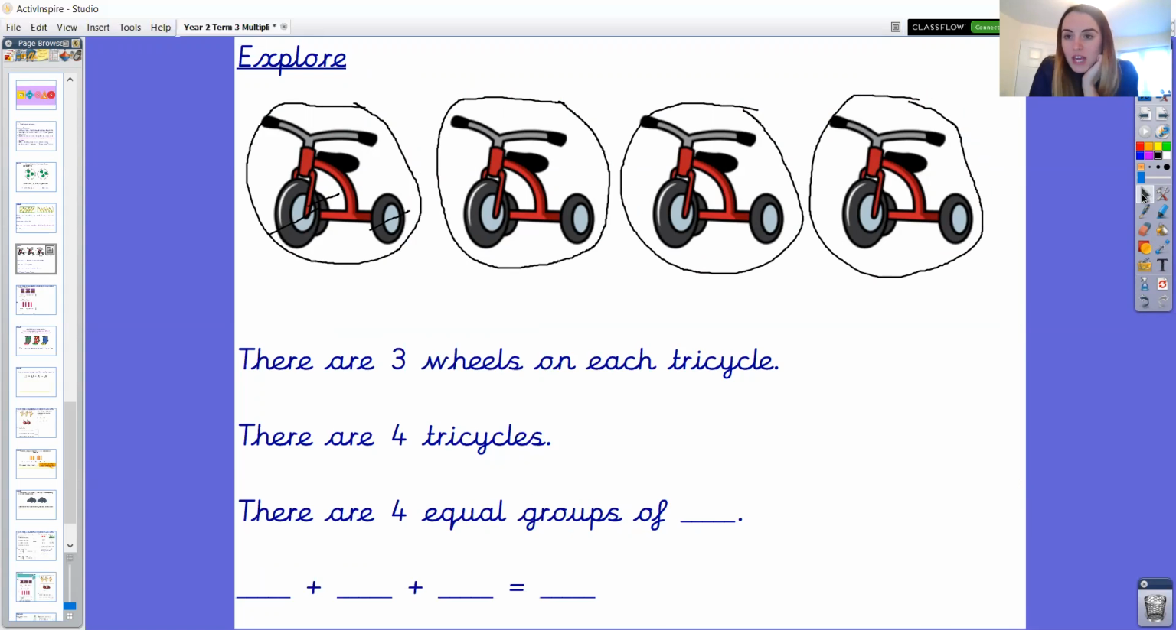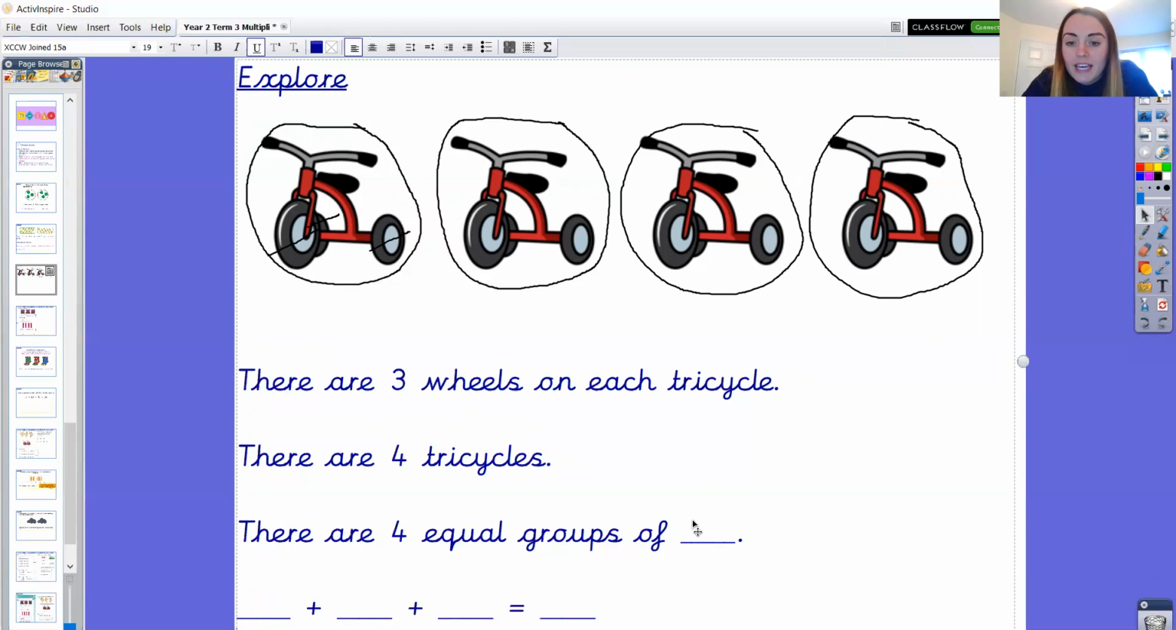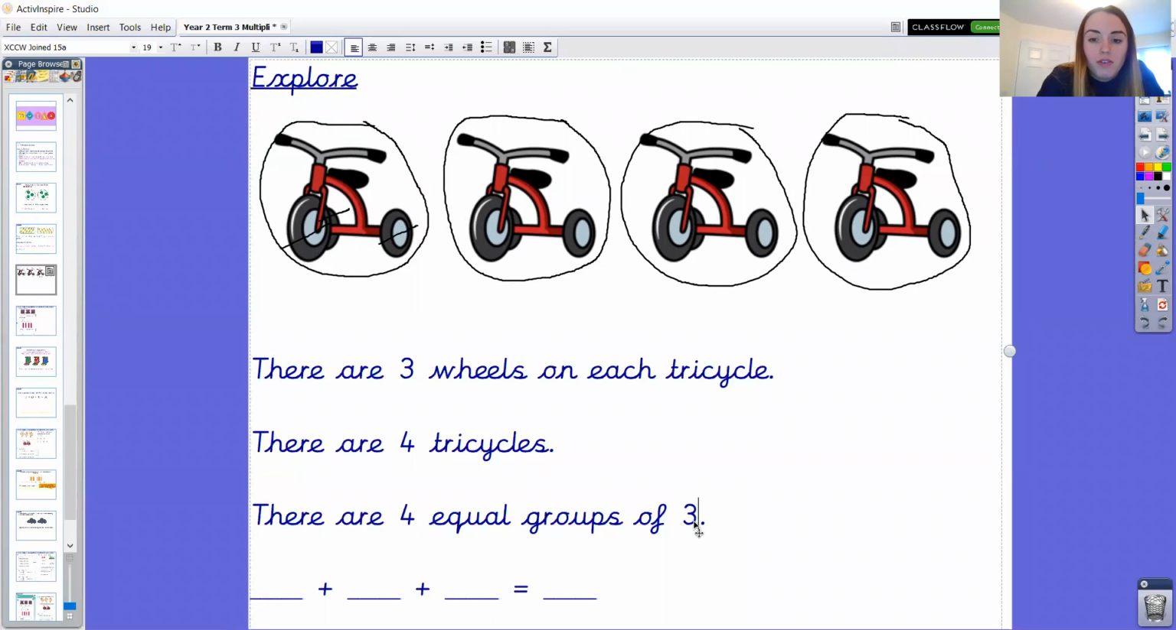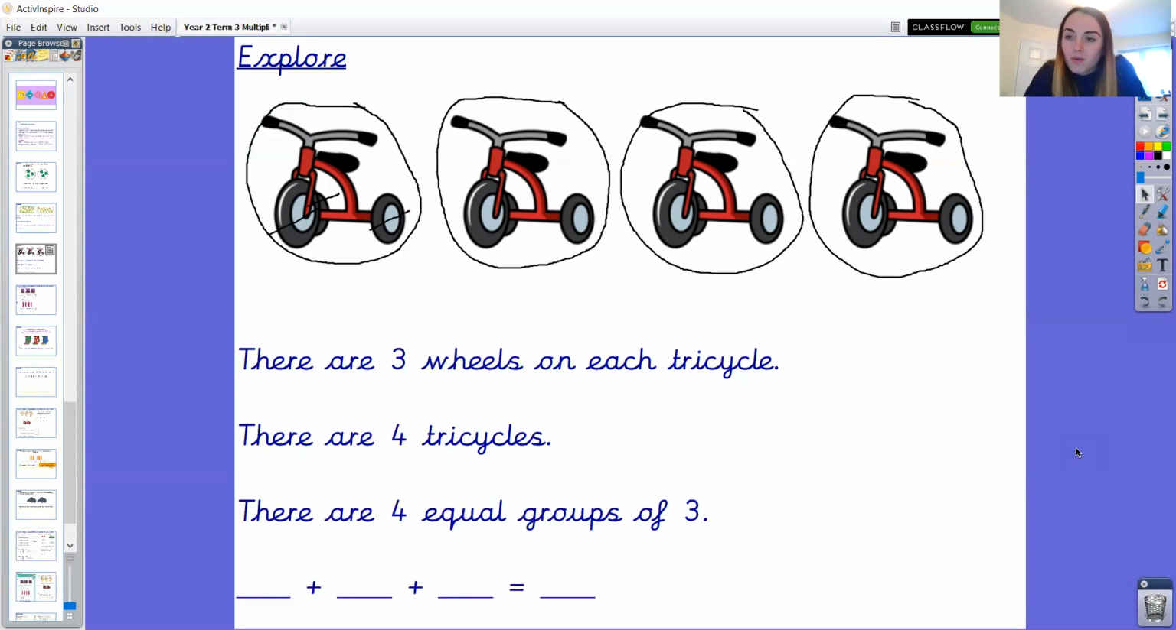Fantastic. Now let's have a think. What is the amount inside each equal group? So we're thinking about the wheels again. Brilliant. See if you can complete the STEM sentence by saying it out loud in the classroom with the adult that's helping you at home. Fantastic. Let's say it together now, Year 2. There are 4 equal groups of 3. Brilliant. Well done, Year 2.